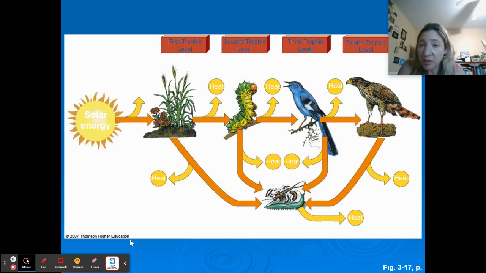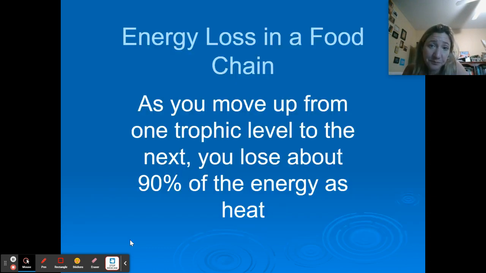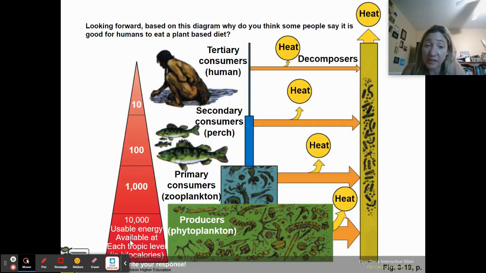So this is labeled a little bit differently, but same idea. The first trophic level is going to be your producers. The second trophic level is your primary consumers, and on up. So this is just in a different way. And again, you can see the large amounts of heat loss. So the rule of thumb is that as you move up a trophic level to the next, so from producers to primary consumers, for example, you lose about 90% of the energy as heat. That's a pretty significant amount. So that's where this image comes in.